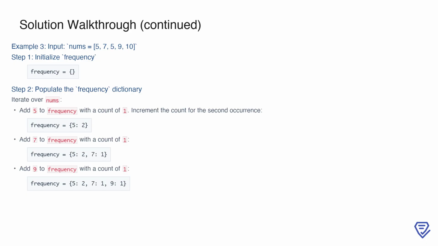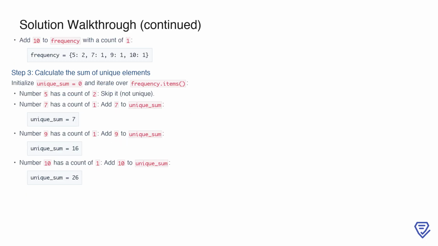Next, we see the number 7, which is added with a count of 1, giving us frequency equals 5: 2, 7: 1. Then, we process the number 9, adding it to the dictionary with a count of 1, so frequency becomes 5: 2, 7: 1, 9: 1. Finally, we encounter the number 10 and add it to the dictionary with a count of 1. At the end of this step, our frequency dictionary is fully populated as 5: 2, 7: 1, 9: 1, 10: 1.